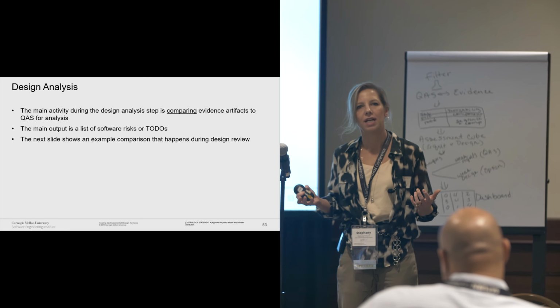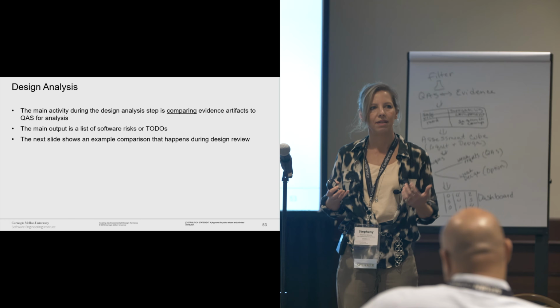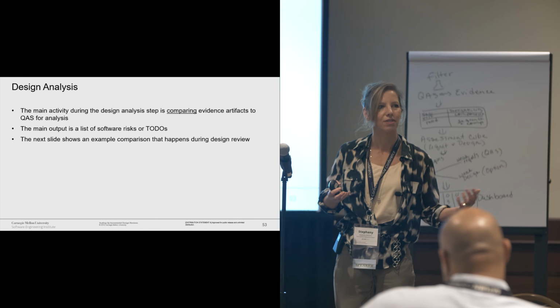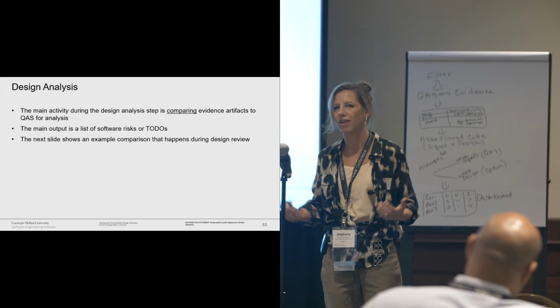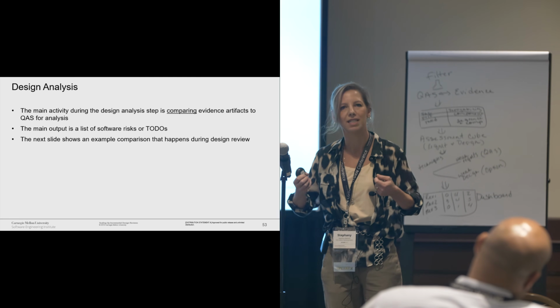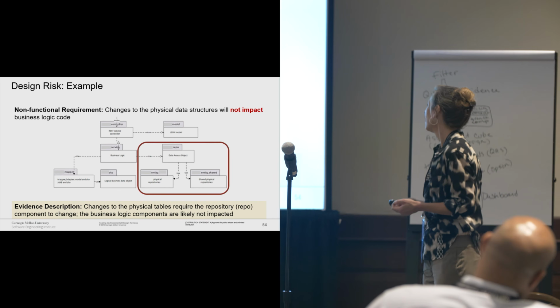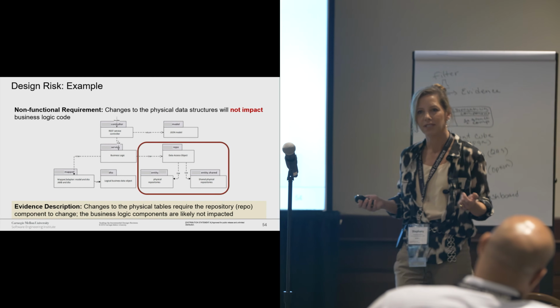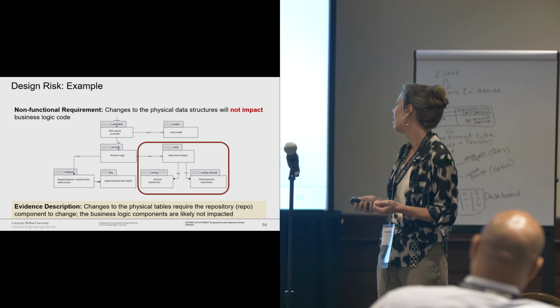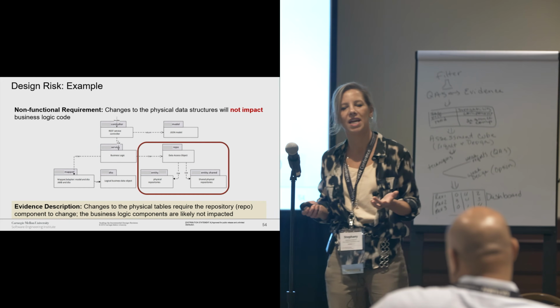And pretty much at that step, we take the quality attribute scenarios and we take the evidence artifacts and we compare them and we tease out the risks. That's what you guys are probably very familiar with. And out of that comes a list of risks, and we also capture to-dos.